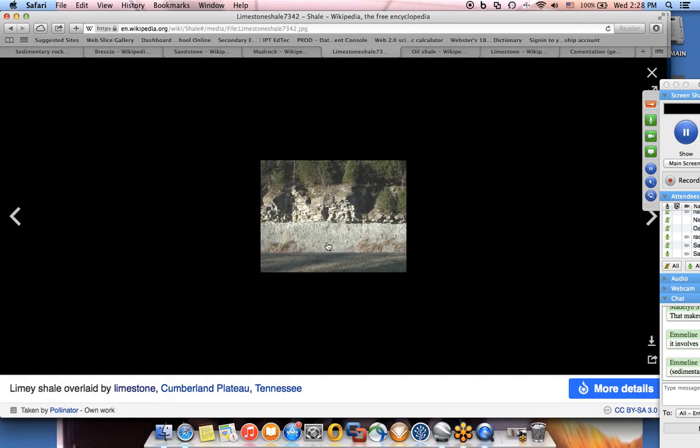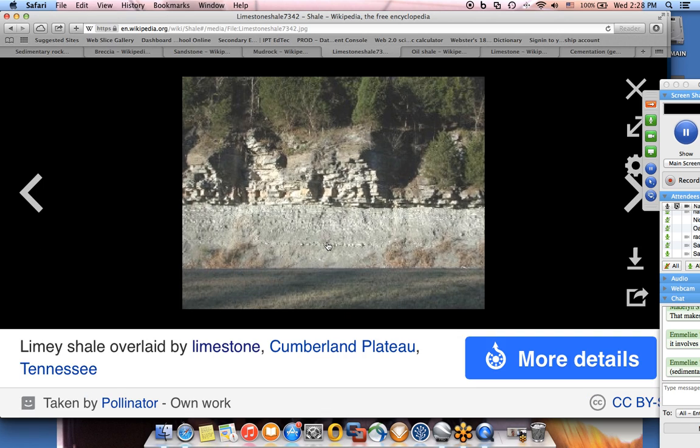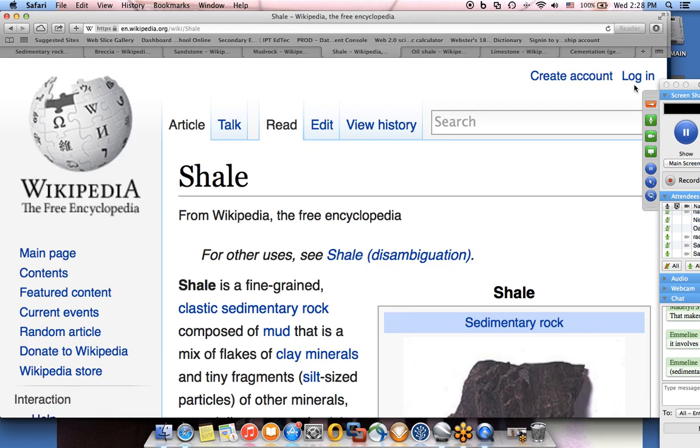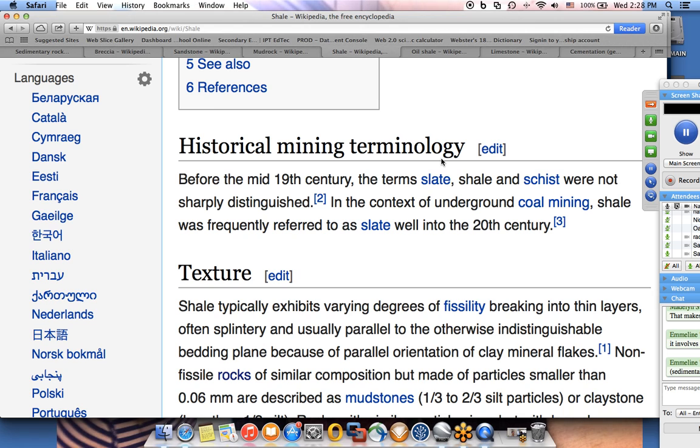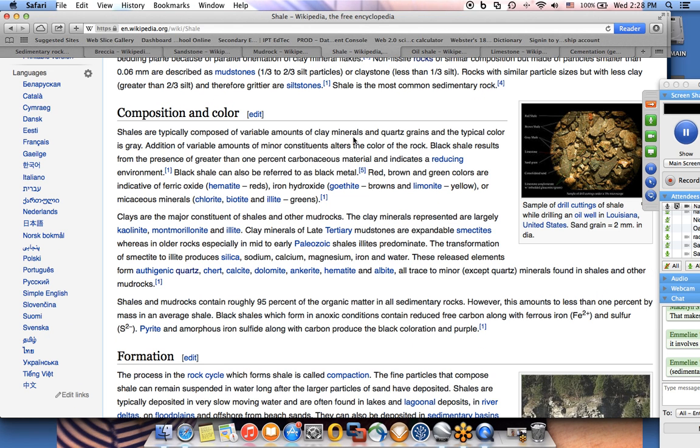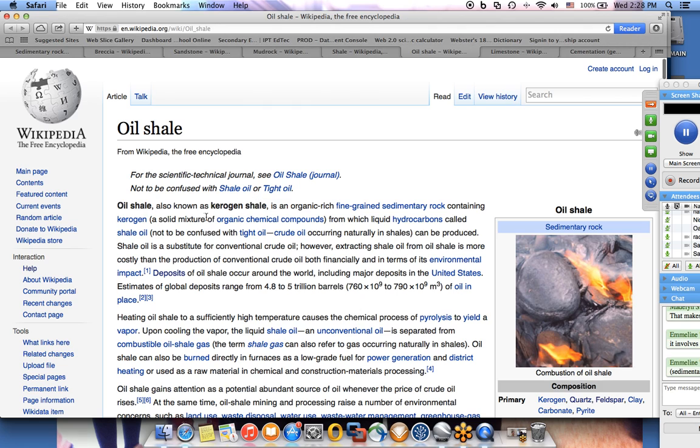All right, let's see if we can increase the size of this. Oh, this is not a very good picture, but you can actually kind of see the layers of these sedimentary rocks, that are still composed that way. Good deal. We also have oil shale. I was curious about that, and so I opened the article there on oil shale and what is the difference between one and the other.